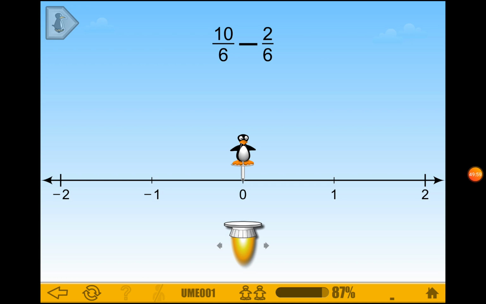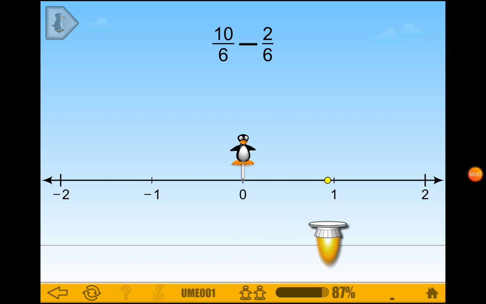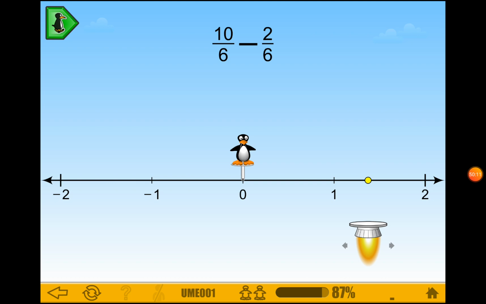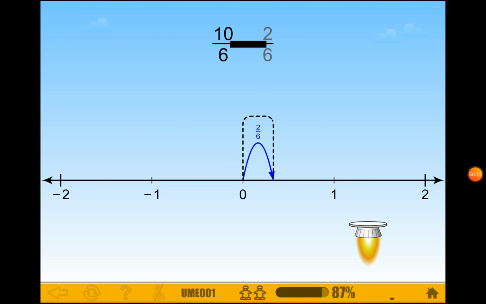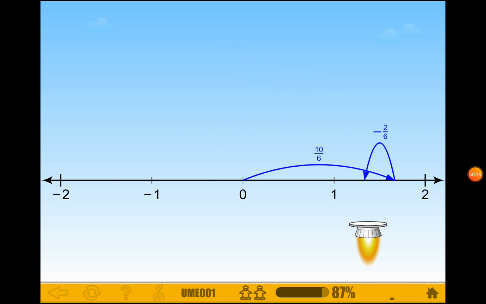So 10/6 minus 2/6. So 10 minus 2 is 8, and then the denominator stays the same. So that's equivalent to 4/3. So if this is 3/3, and this is 4/3, it will be right there. Pretty good.